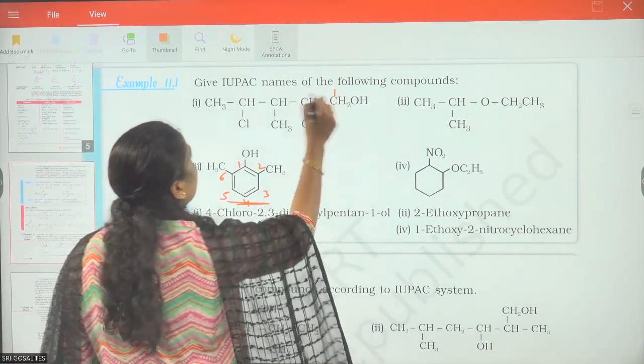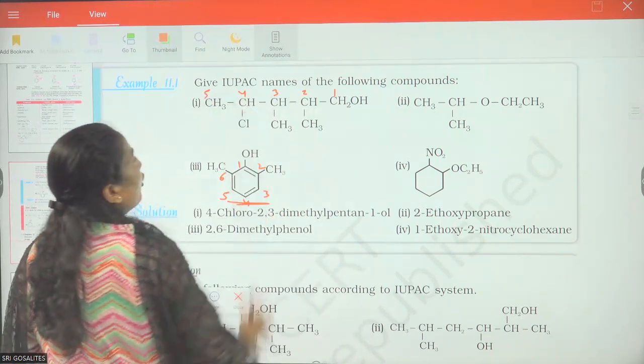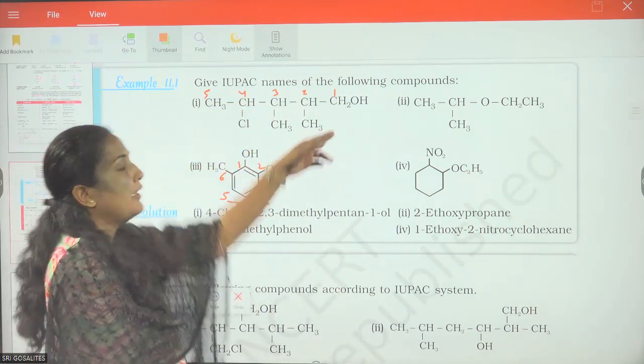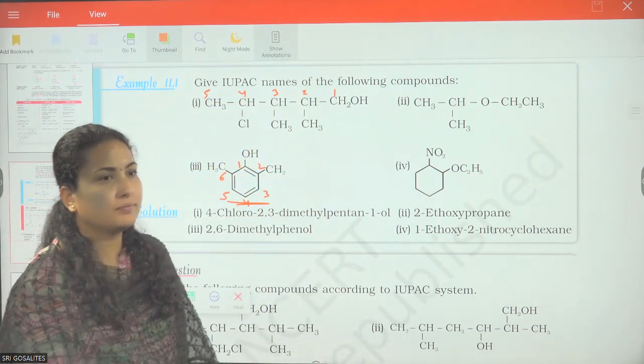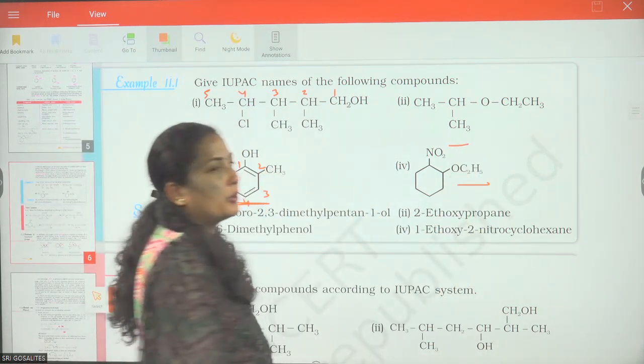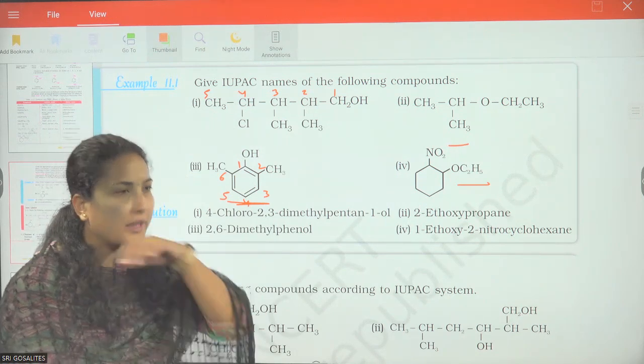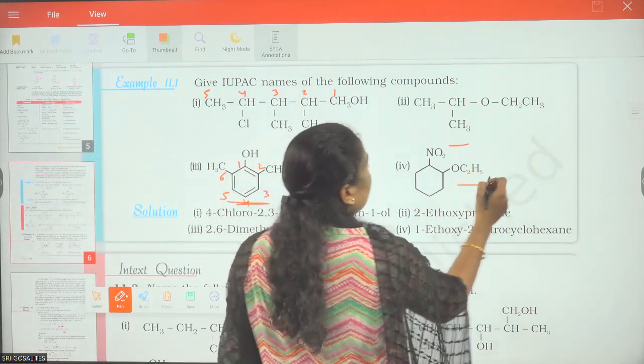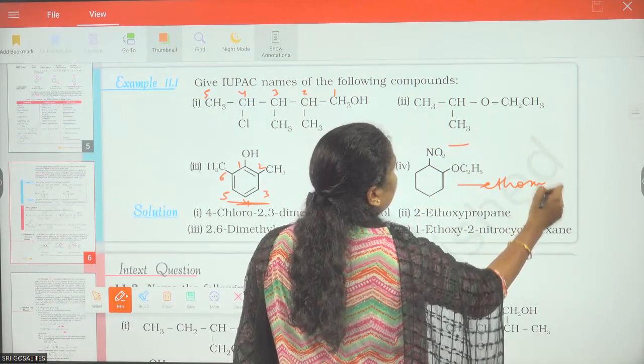And then for this, it is 1, 2, 3, 4, 5: 4-chloro-2,3-dimethylpentan-1-ol. Okay, clear about this? What about this? Both of them are substituents only. OC2H5 and this is NO2. So this is ethoxy and this is nitro.